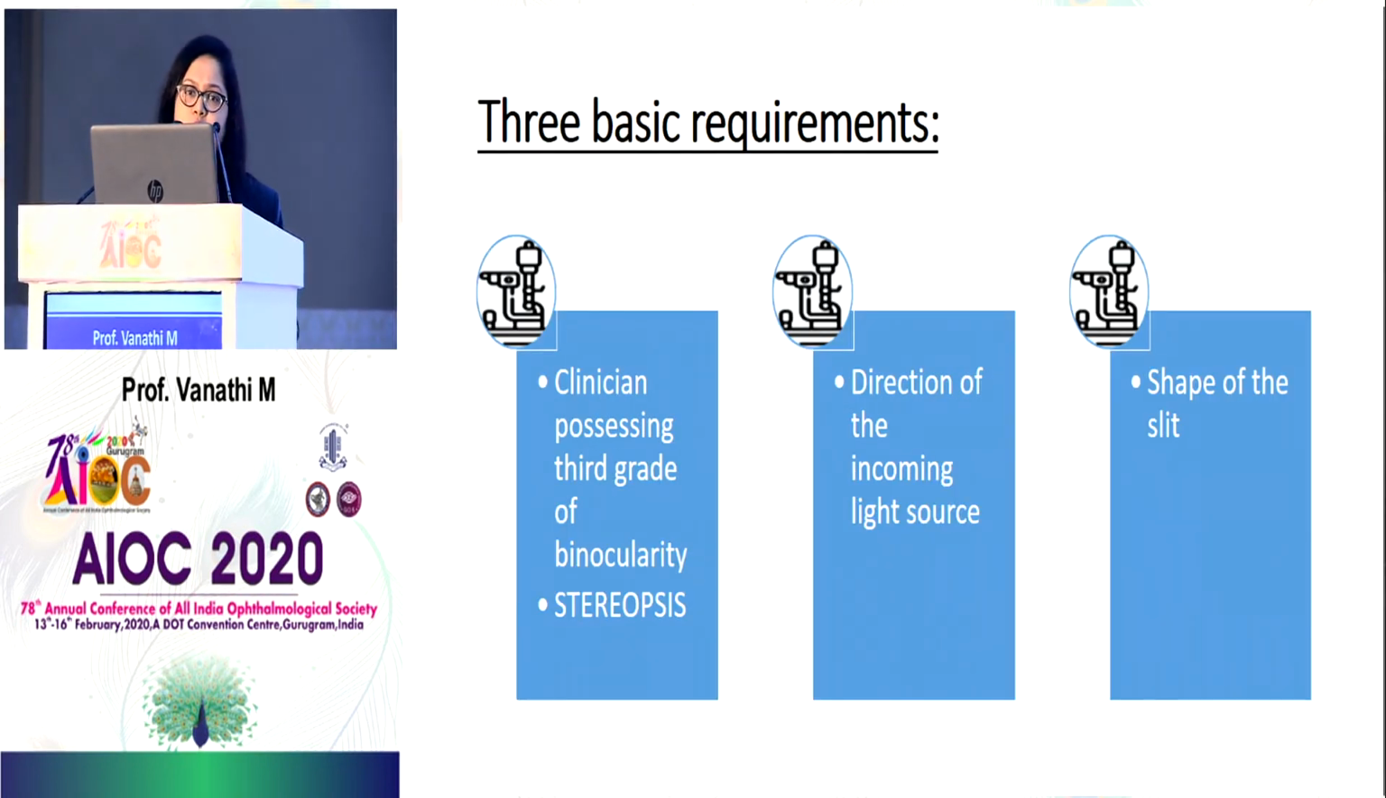Now, for doing a slit lamp biomicroscopy, there are basically three requirements. The first is that the clinician should possess a third grade of binocularity, that is stereopsis. The second requirement is that you have to be familiar with the direction of the incoming light source. And the third one is the shape of the slit, which will decide the type of illumination you are using during the biomicroscopy.